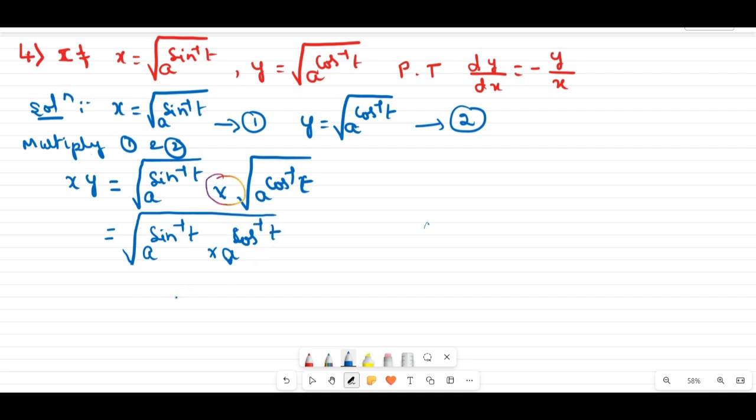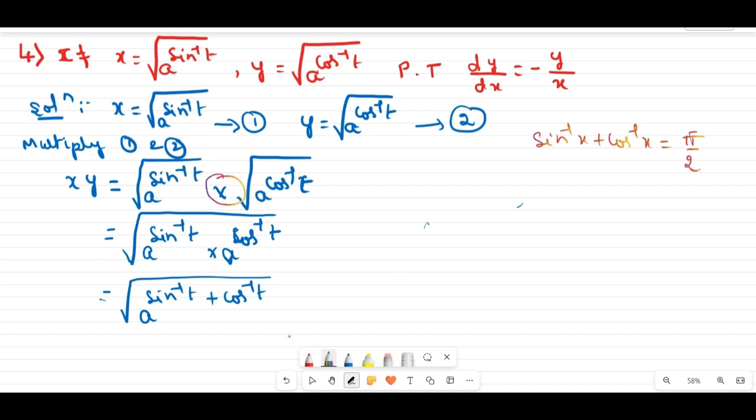If the bases are same, we know what we can do, we will add the powers, isn't it? So that is what I will do here, I will add the powers. So let us see what we will get. If you add the powers, it becomes a to the power of sine inverse t plus cos inverse t. In inverse trigonometric functions, you know this property. What is that? Sine inverse x plus cos inverse x is always equal to pi by 2. So that property I will apply here. So the power can also be replaced as a to the power of pi by 2. The parameter t will vanish here.